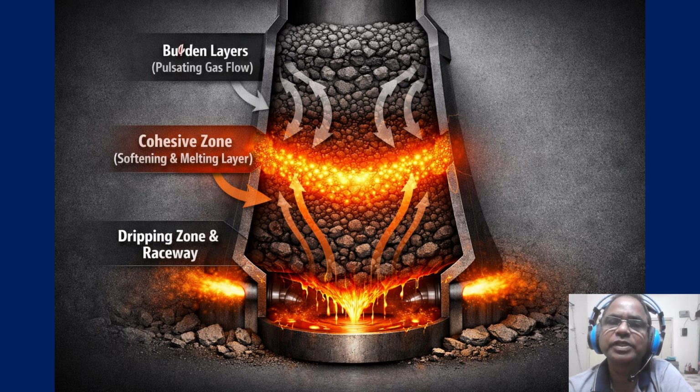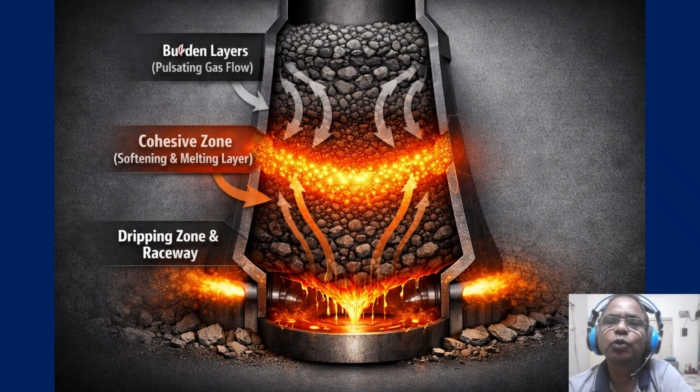So your job is to design a wide, flat cohesive zone. How? By controlling the distribution of ores versus coke, improving pellet quality, and maintaining the right ore by coke ratio. A flatter zone allows the gas to flow uniformly across the diameter, resulting in higher productivity and lower coke rate. Manage the cohesive zone and you manage the furnace.